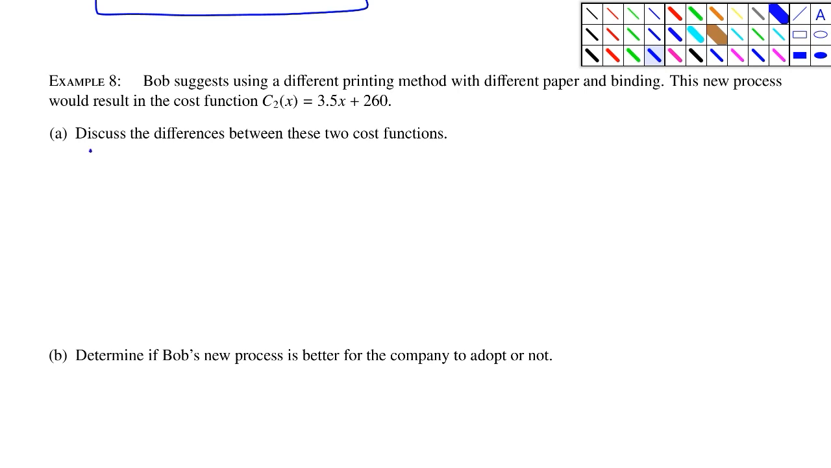All right, so let me put up our cost functions here. The first one was 6x plus 40, and the second one was 3.5x plus 260. So go ahead and pause the video and think about what the differences might be, and then hit resume or play to check your answers with mine. But pause the video now for just a few seconds to see what answers you could come up with.